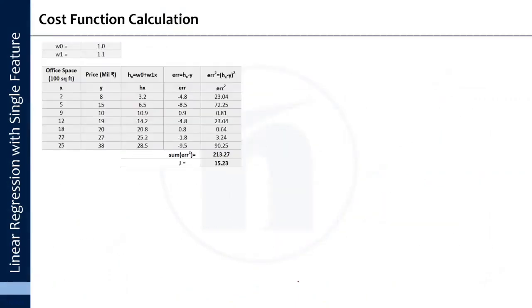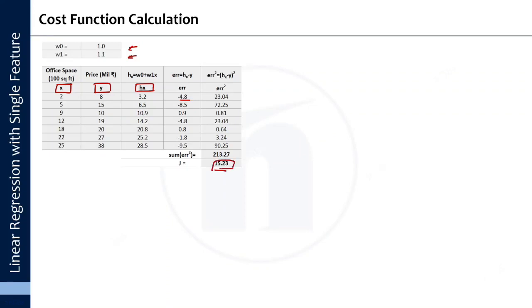Now we'll do some calculations and see how it works. We are doing some manual calculations, taking different combinations of W0 and W1. For example, we take W0 as 1 and W1 as 1.1. These are our X values, this is the price or the Y values, and this is our hypothesis based on W0 equal to 1 and W1 equal to 1.1. Based on W0, W1 and X, we calculate h(x), and then we calculate the error, h(x) minus y. For each point we calculate the error, square it so there are no negative signs, add them up, and divide by 2m to get J.